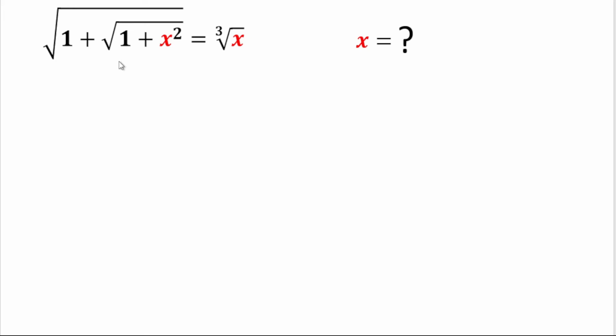Today in this video we are going to solve this radical problem. We will solve this radical problem in a step-by-step manner, and the problem here is square root of 1 plus x square, that is equal to cube root of x. Then we'll have to find the value of x.